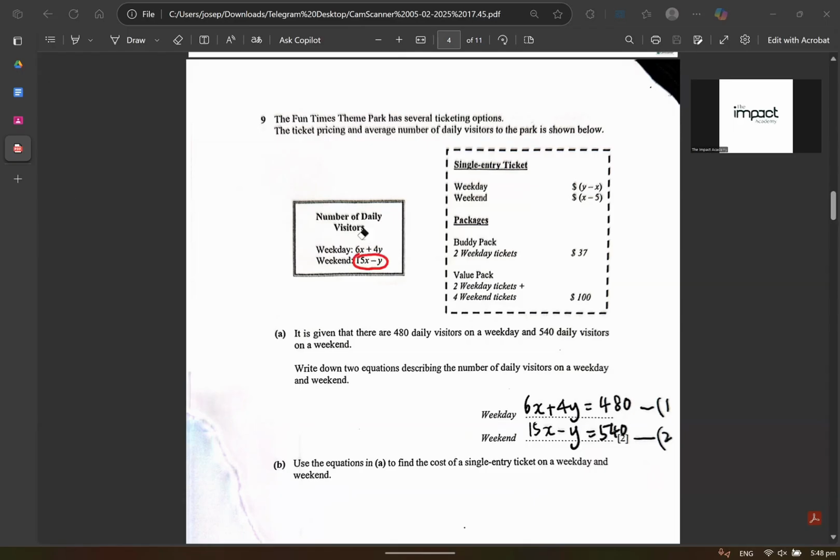Make sense? Now, keyword over here says what? It is given that there are 480 daily visitors on a weekday. Can see? And 540 daily visitors on a weekend. So your job is to form an equation. You get what I'm trying to say? Which is 6x plus 4y equals to how much?